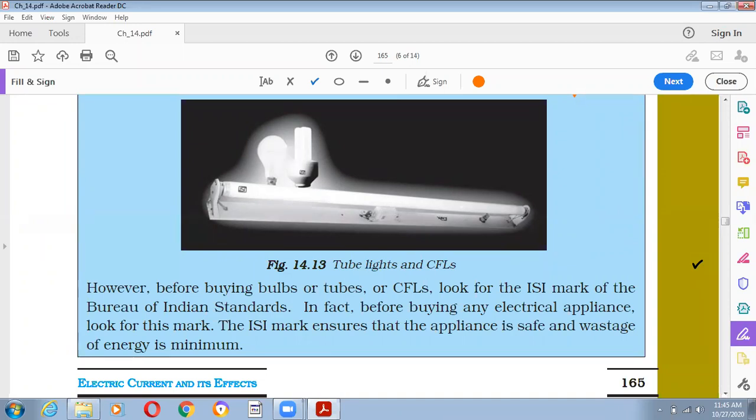Tube lights and CFLs are initially more expensive to buy, but their running cost is much lower because they consume less electricity. See, when we go to buy a bulb, we can get a bulb of 60 watt for 10 rupees. But if we want to buy an LED of 20 watt, we have to pay 80 or 100 rupees. So its cost is high, but it is very economical because when we use it, it consumes very less electricity as compared to an electric bulb.